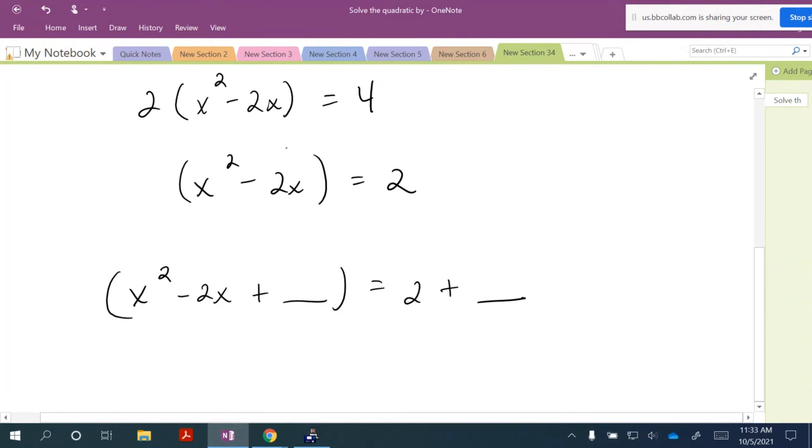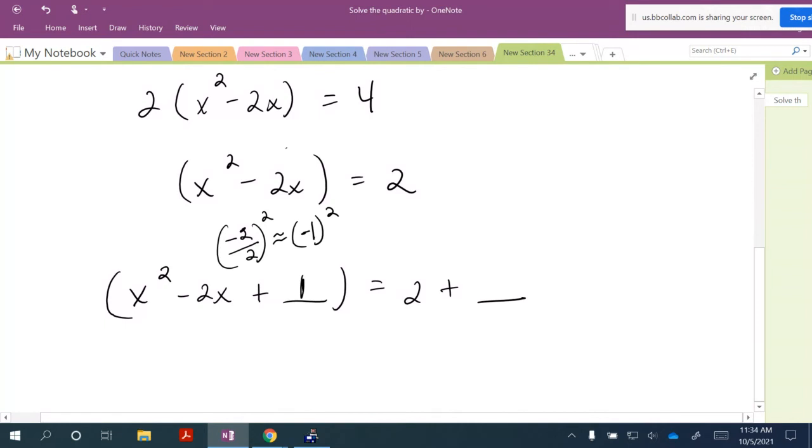All right, so remember, in completing the square, we're going to take half of the coefficient of the middle term. So the coefficient of the middle term is negative 2. We're going to divide that by 2 and square it. Now, negative 2 divided by 2 is negative 1, and negative 1 squared is positive 1.